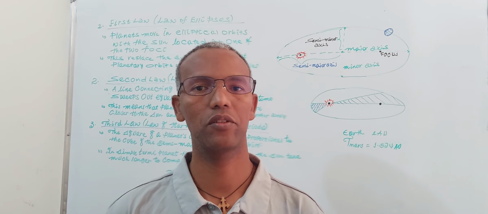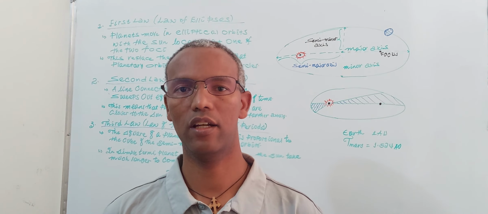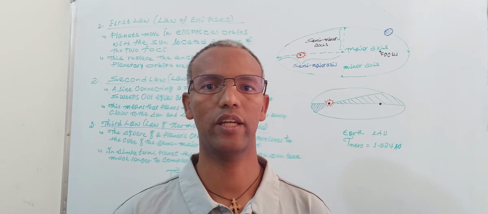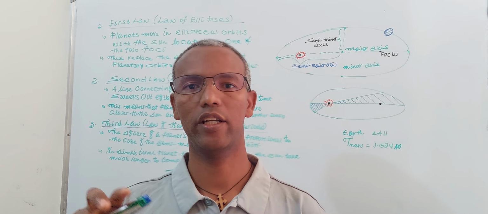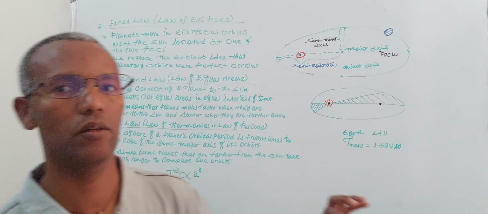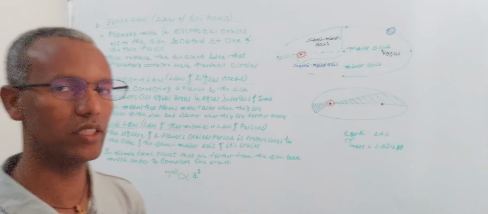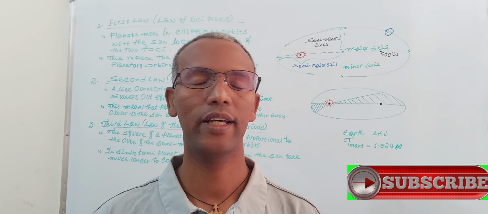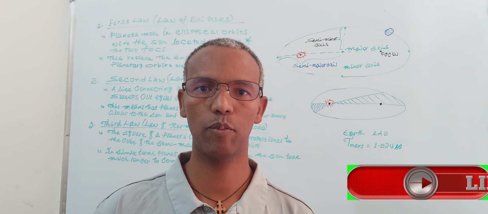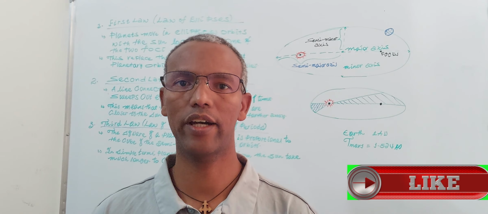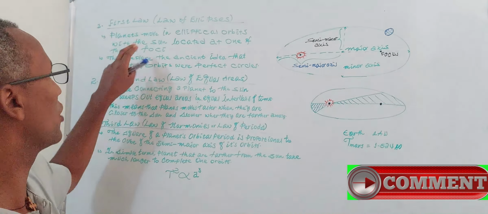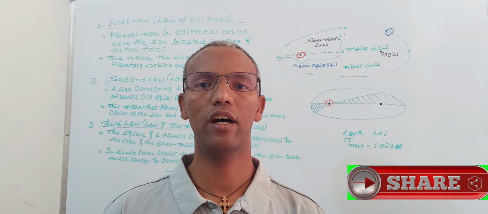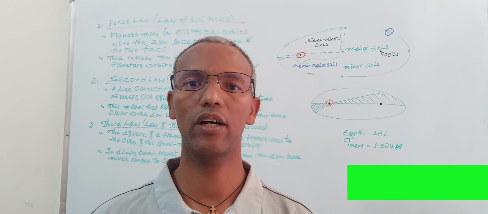In this episode, we are going to break down Kepler's laws of planetary motion. Kepler published his book, Astronomia Nova, in 1609, and in it he mentioned two of his laws, Kepler's first law as well as Kepler's second law. That is what we are going to break down in this episode.